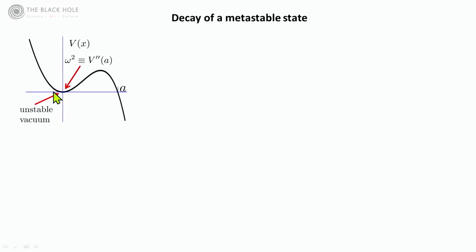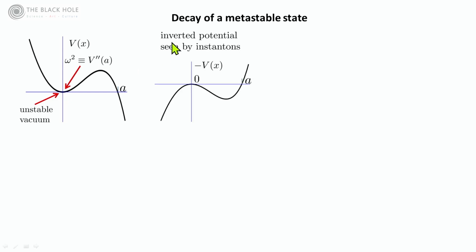We will call the second derivative of the potential at this point V double prime. It should be V double prime at 0, actually. So that's a mistake I'll correct later. Here is minus V of x. Here you see that the particle starts off on the hill and it goes across. Now we're talking of instantons. The instanton will go from 0 to A and back.